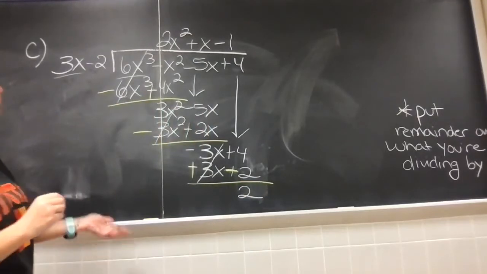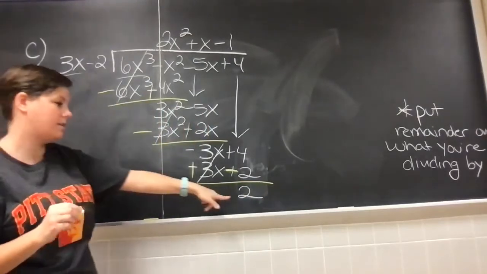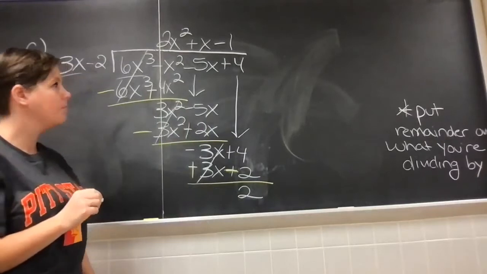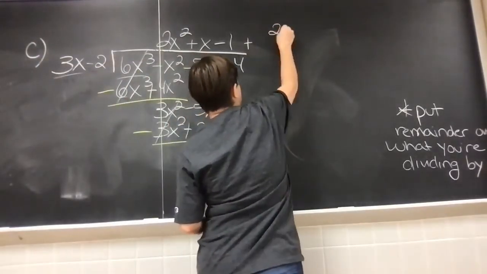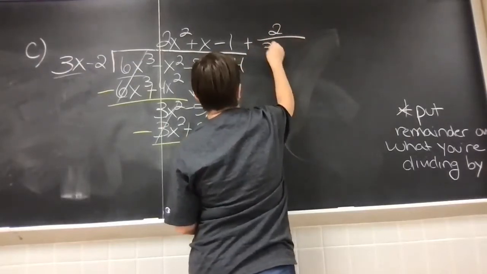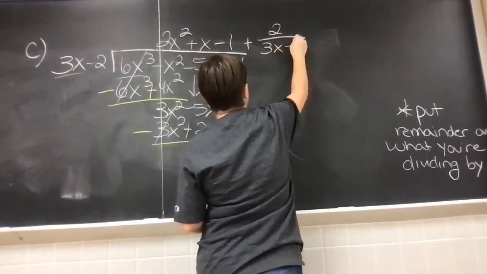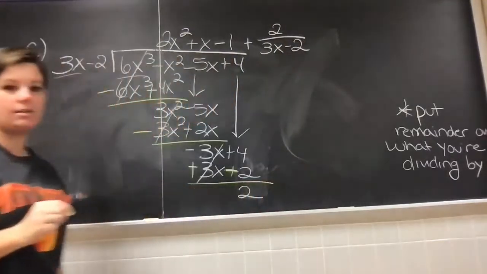So I have a remainder. I can't take 3x times anything to give me the 2. So I stick the 2, I put plus 2 all over 3x minus 2 at the end.